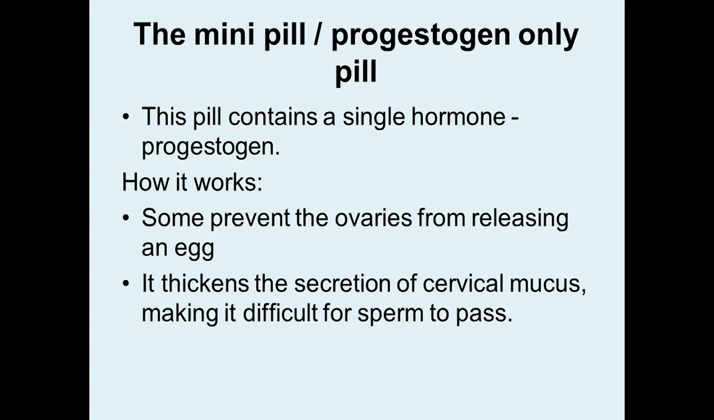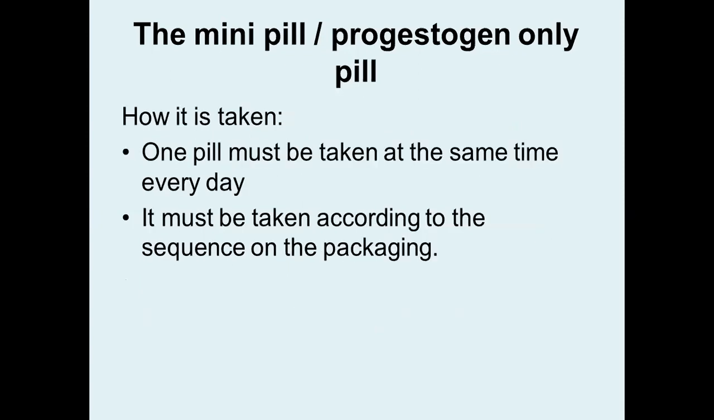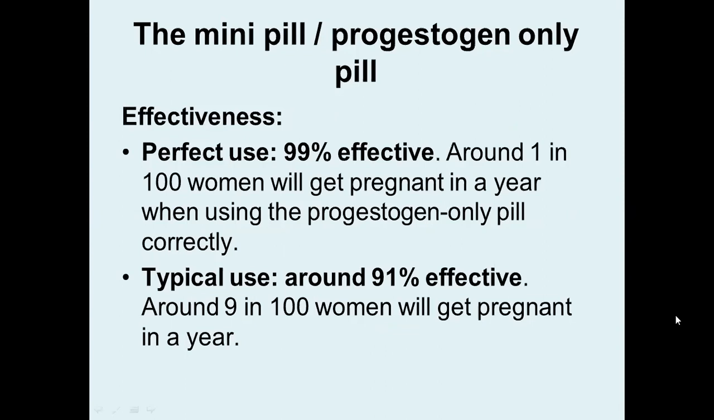So some of them prevent the ovaries from releasing an egg, so they prevent ovulation, and most of them thicken the secretion of cervical mucus, making it difficult for sperm to pass into the uterus, and therefore prevent them from reaching the fallopian tubes. So how must it be taken? One pill, and this one's critical, same time every day, because it has such low levels of hormones. And again, must be taken according to the sequence on the packaging.